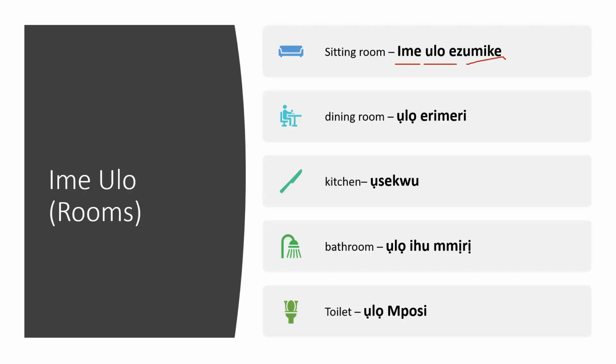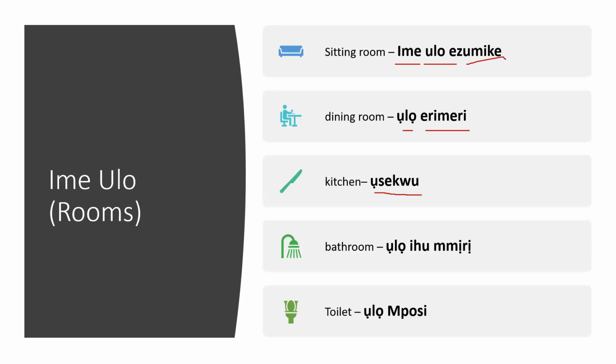Sitting room. Ime ụlọ ezumike. Ime is inside, ụlọ house, ezumike is rest. So in literal translation, the resting house, but in English, sitting room. Ime ụlọ ezumike.